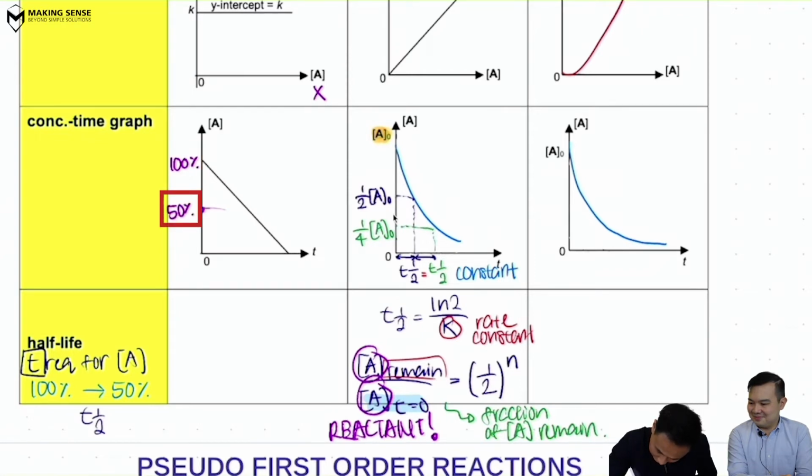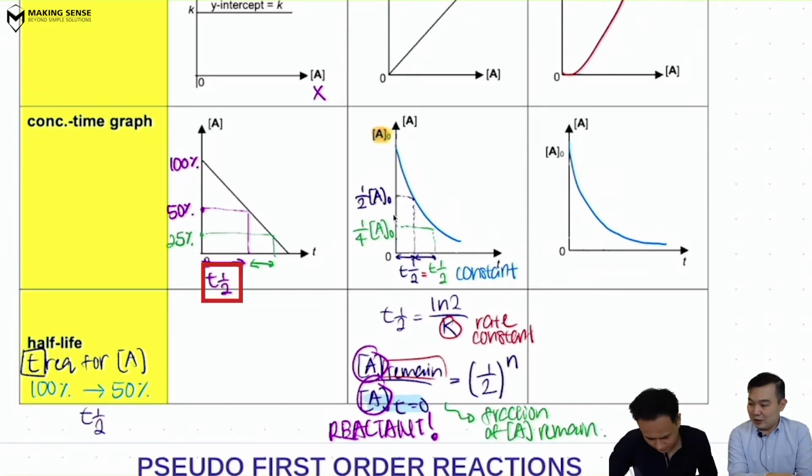This is your first half-life, all right? And if I do the same, 25% the second half-life now, from 50% to 25%. This is the second half-life. The first half-life was here. So you can see this, right, Mr. Leong? Is your half-life constant? Probably not. It looks like it's decreasing. Yeah, it's decreasing with time, okay?